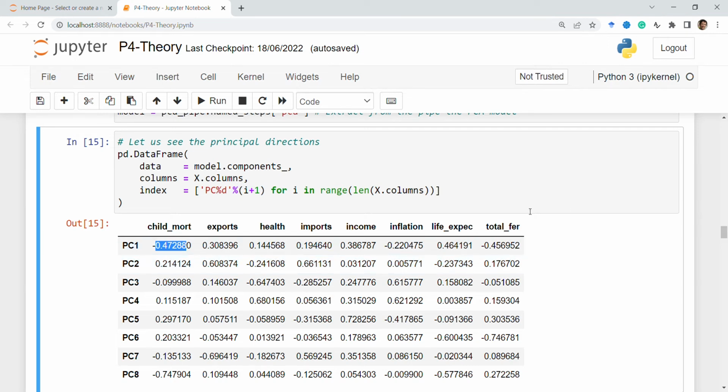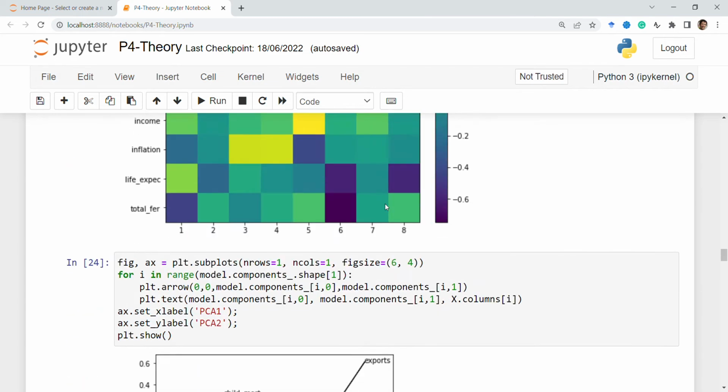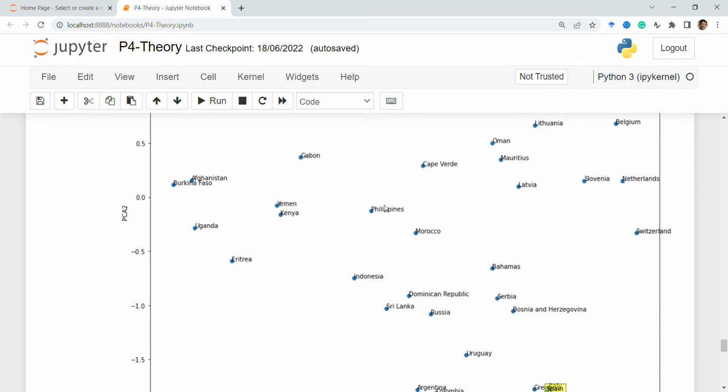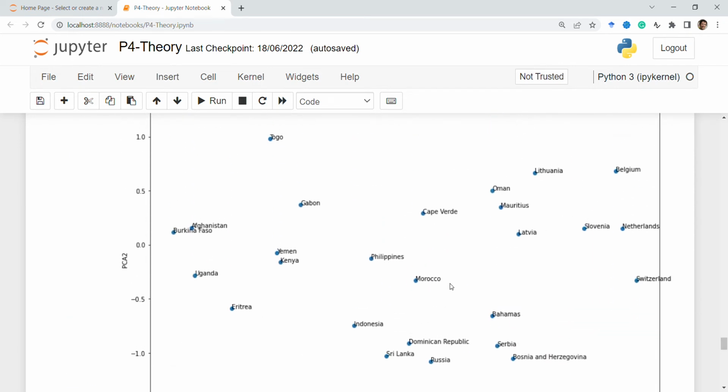And on the contrary, if you want to project a large negative value, you have to be the opposite. You need a high child mortality, a high total fertility, low life expectancy, and low income. So along PC1, we should have a separation between rich countries and poor countries, and we will see that here. So let us look at the projected value. So here, this is PC1, so we should have rich countries here, and then on the other side we should have poor countries.